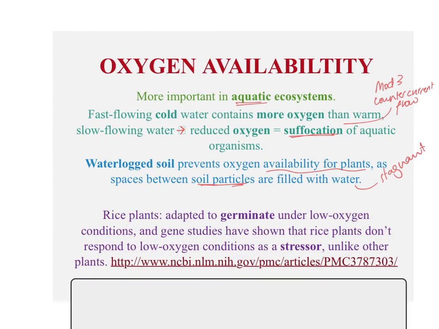However, certain plants, things like rice plants in paddy fields, have been adapted to germinate under these low oxygen conditions. And you might want to read this article, it's quite interesting. Rice plants don't respond to low oxygen situations in the same way that other plants do. In fact, these rice plants don't actually see low oxygen conditions as a stress anymore. What they do is they use it and they thrive. And that again is an example of an organism adapting to a niche situation.